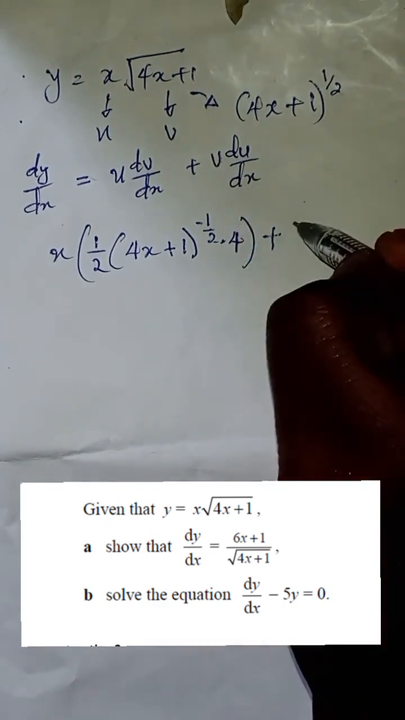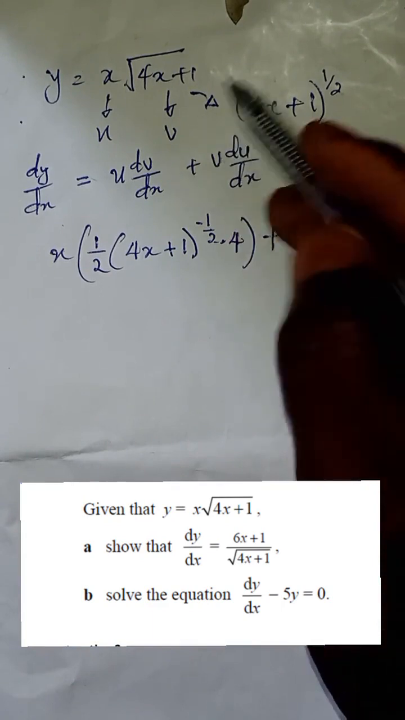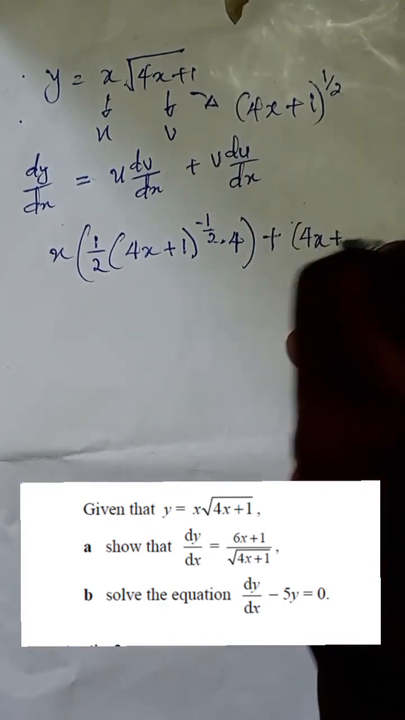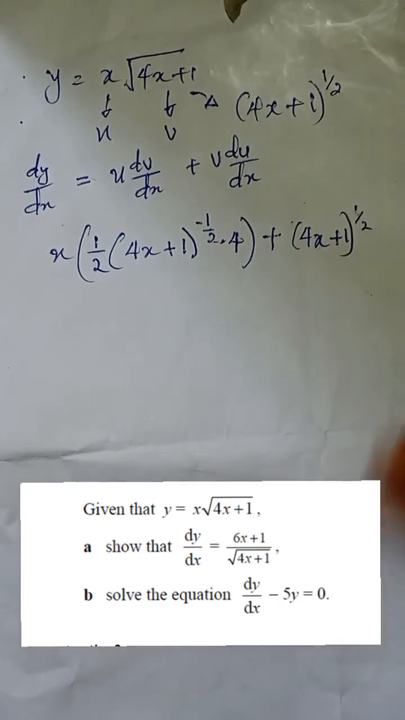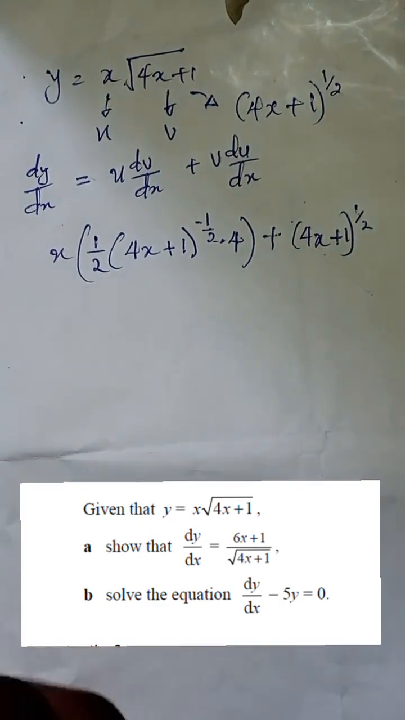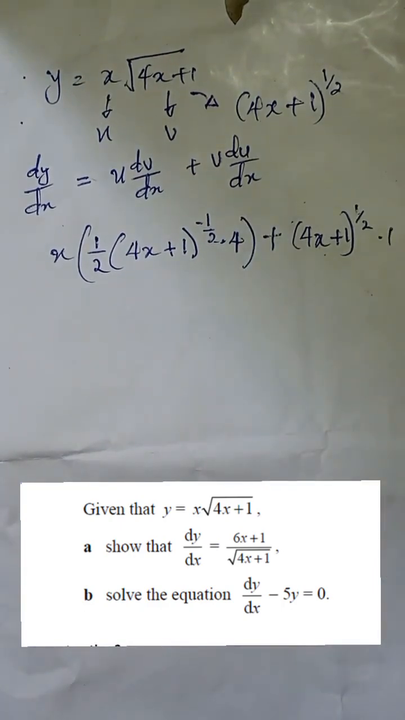Our v is this, it's root of 4x plus 1, as we can see, but I'm going to write it as (4x plus 1) raised to the power of 1 over 2, just so that it will look something like this, because eventually we are going to look for a common factor to simplify further. So our du/dx is actually just 1.